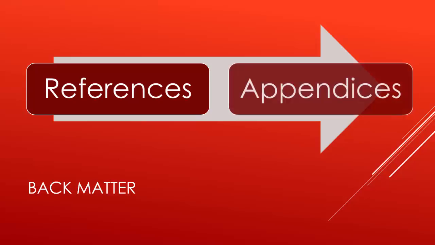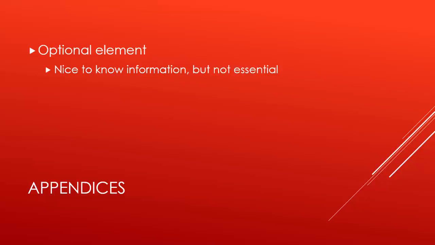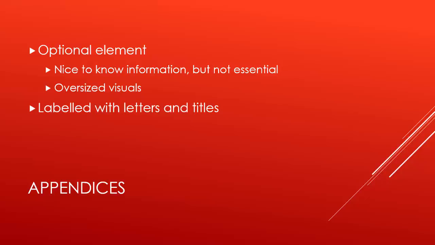Appendices are an optional element that provide information that is nice to know, but that is not essential for achieving the purpose of the report, or they show content that was too large to include in the body of the report. Not all reports include 1 or more appendices. If needed, each appendix should be labeled with a letter, A, B, etc., and given an appropriate title. This label and title should appear in the table of contents as well.